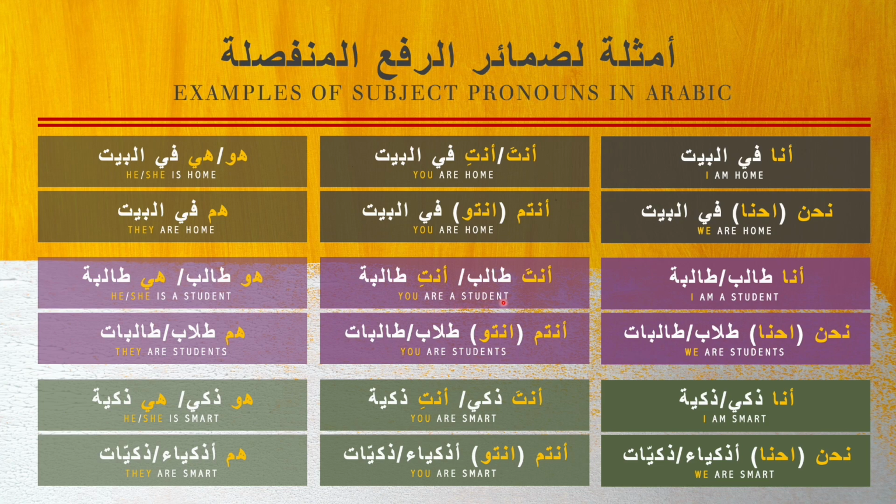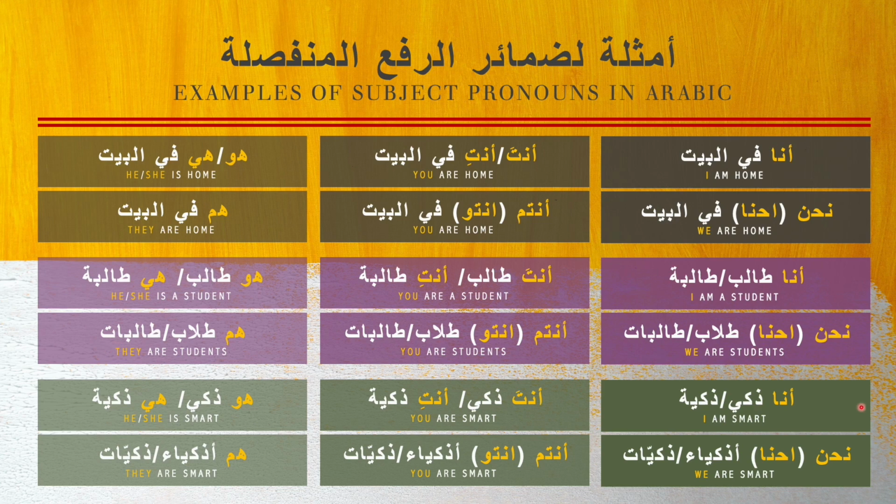Okay, you are a student. أنت طالب for singular masculine. أنتِ طالبة for feminine singular. أنتم طلاب or أنتو طلاب, depends on the dialect. أنتم طالبات, أنتو طالبات, feminine, you are students. Then the third person, هو طالب, masculine singular. هي طالبة, feminine singular. هم طلاب, plural masculine. هم طالبات, plural feminine. They are students.